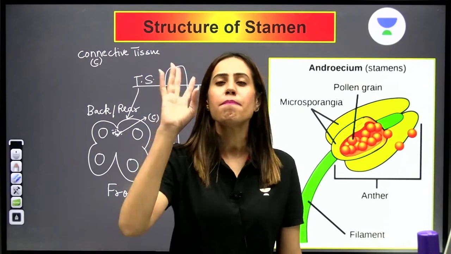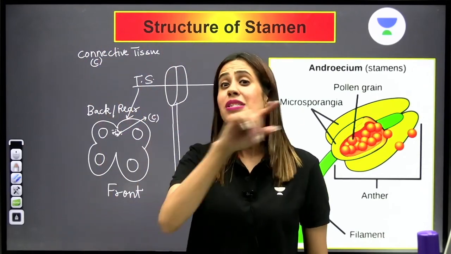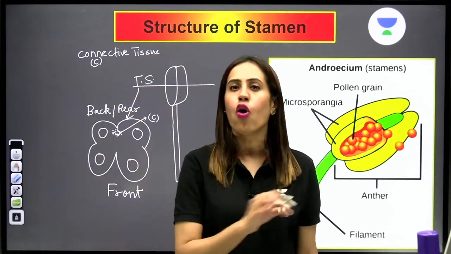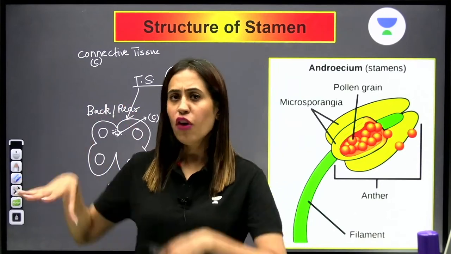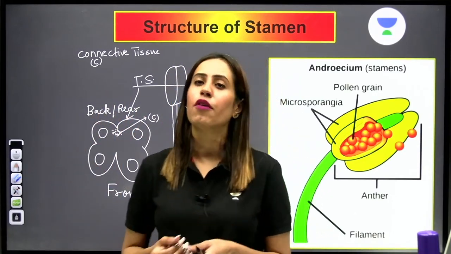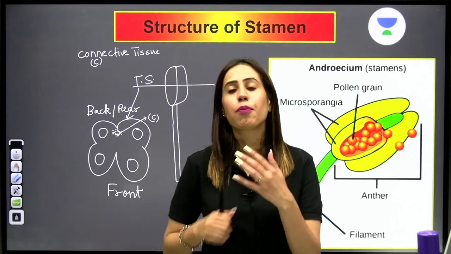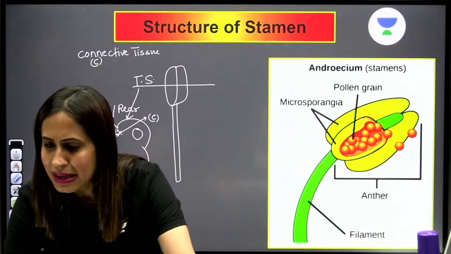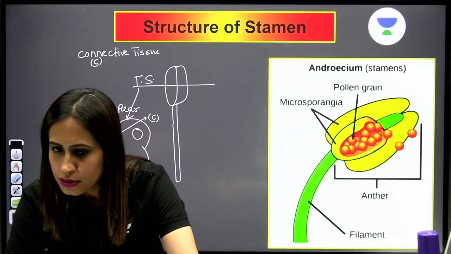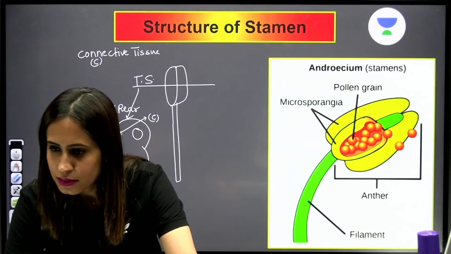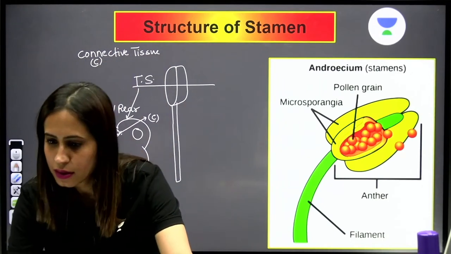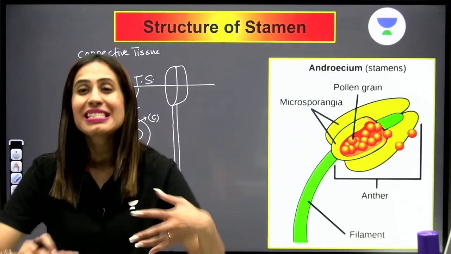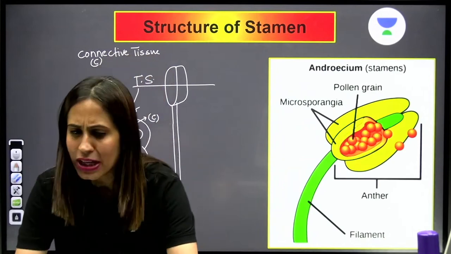So, there are four microsporangia. I was asking you a question: what is the ploidy level of the anther, of this entire part? If I ask the ploidy level of androecium, or of the stamen, can you tell me what it is? I can see the chat box. Please answer in the chat box. Ploidy level of androecium, stamen, anther.